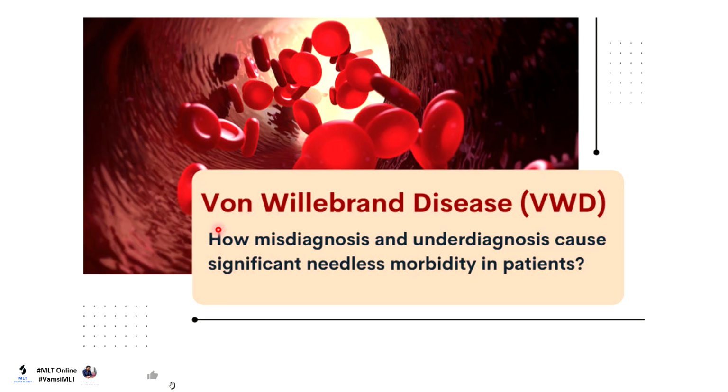Von Willebrand factor disease is one of the most asymptomatic and misdiagnosed diseases. Misdiagnosis of von Willebrand factor disease leads to underdiagnosis, causing significant and needless morbidity in the patients. That means they have increased chances of further disorders due to ongoing von Willebrand factor disease, because we are unable to identify this disease in the patients. It is one of the most asymptomatic and underdiagnosed diseases, as I stated.